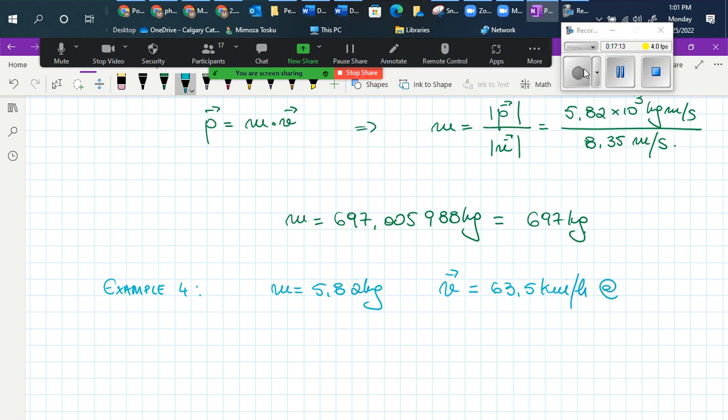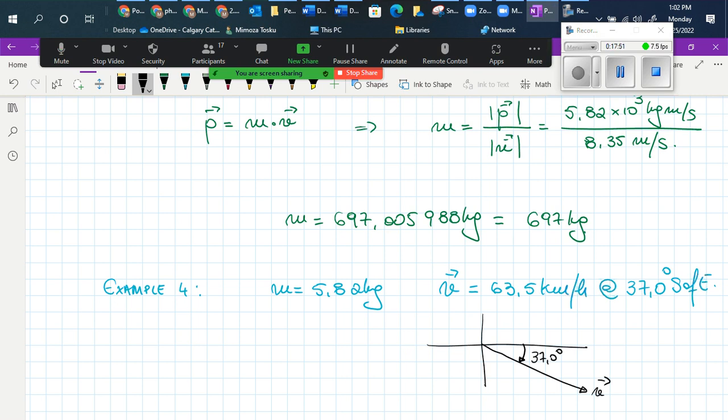At 37 degrees south of east. So if we are plotting into northeast-southwest axis, the velocity at 63.5 kilometers per hour at 37 degrees south of east will be a vector that is between south and east, and the angle that is formed is the angle with the east axis. So this will be 37 degrees. This angle will be 37 degrees.